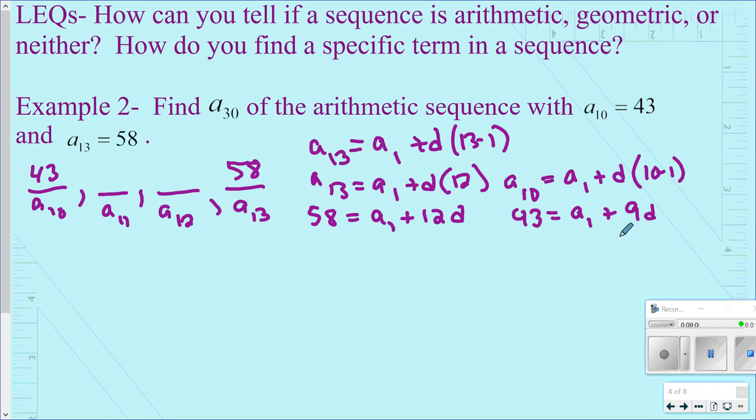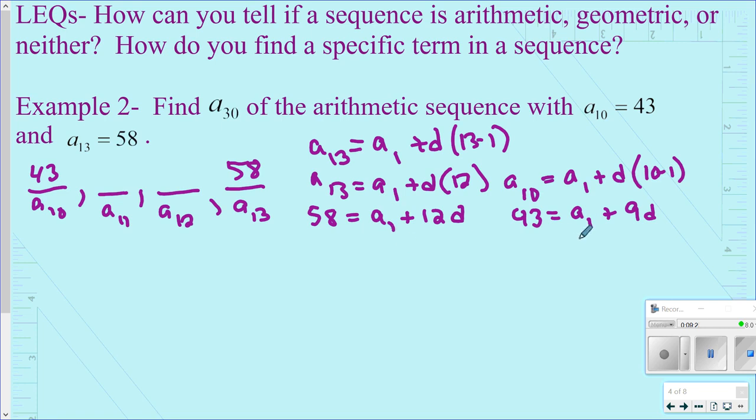But we know how to solve. We basically have a system of equations here, right? We have two equations and two variables. So we know that we could solve that using substitution or elimination. I think I'm going to just solve one of these two equations for a sub 1 and substitute it in. But again, elimination would work as well.